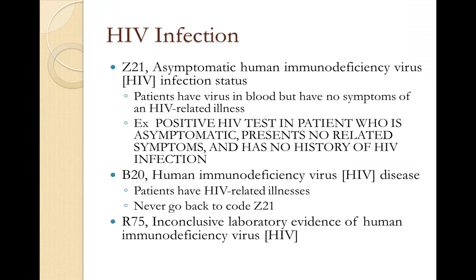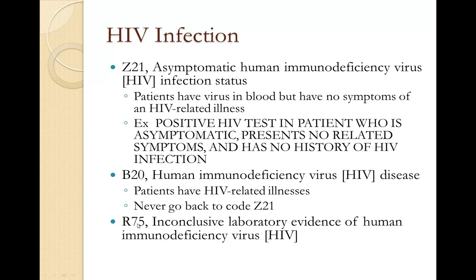So in this one, positive HIV test in a patient who is asymptomatic, presents no related symptoms, and has no history of HIV infection. That's a Z21. So just HIV positive, but has no history of HIV infection or any sort of illness. Now, again, if they have some sort of related illness, let's say it's Kaposi sarcoma or thrush or something like that, then they're going to be a B20, and they never go back to code Z21.